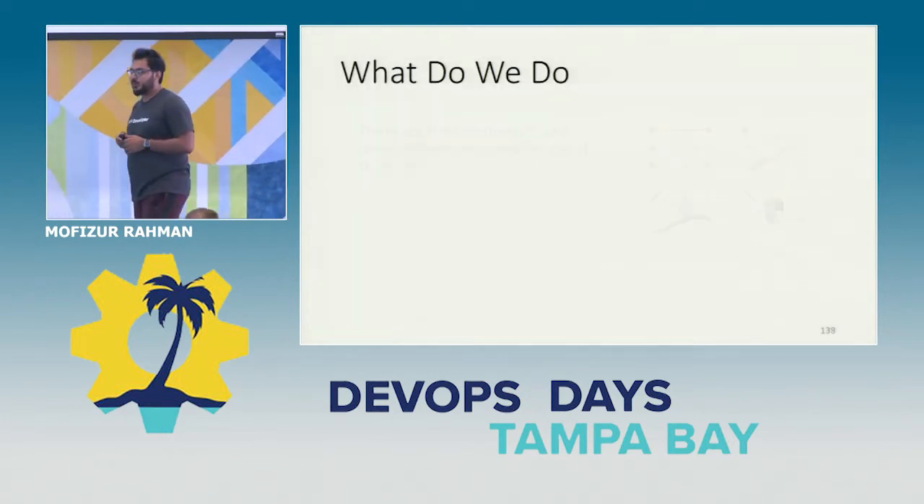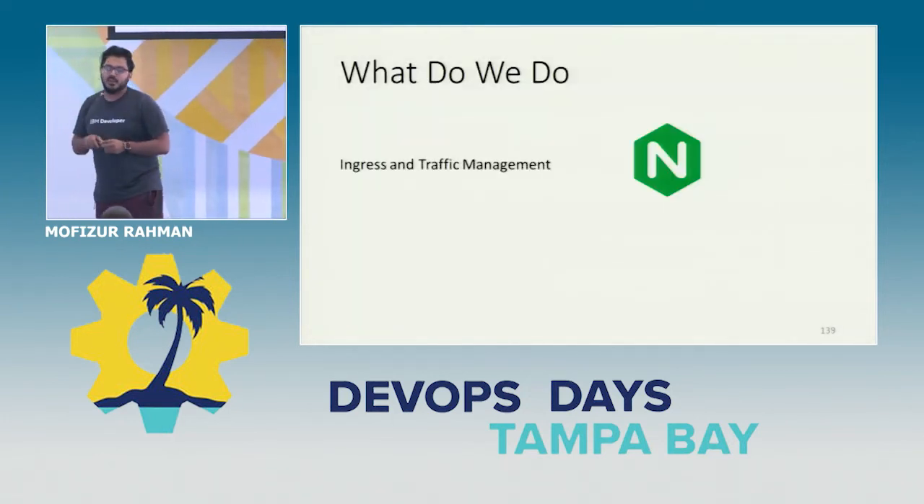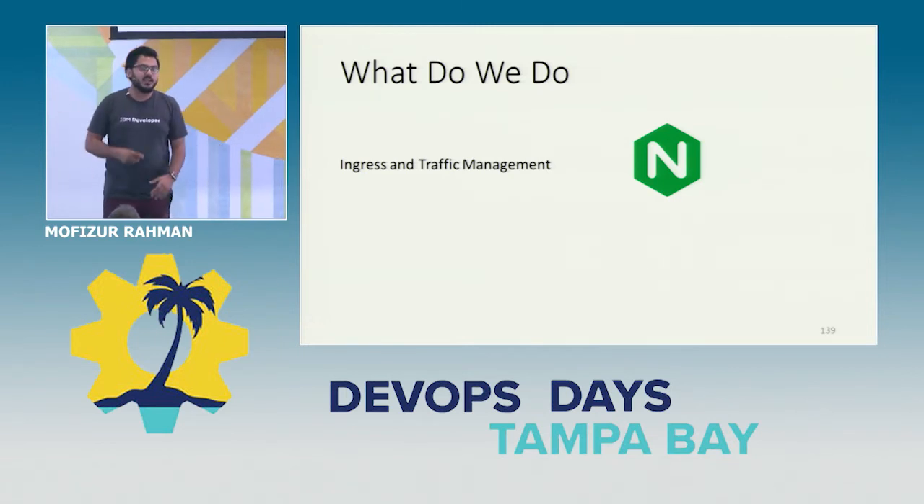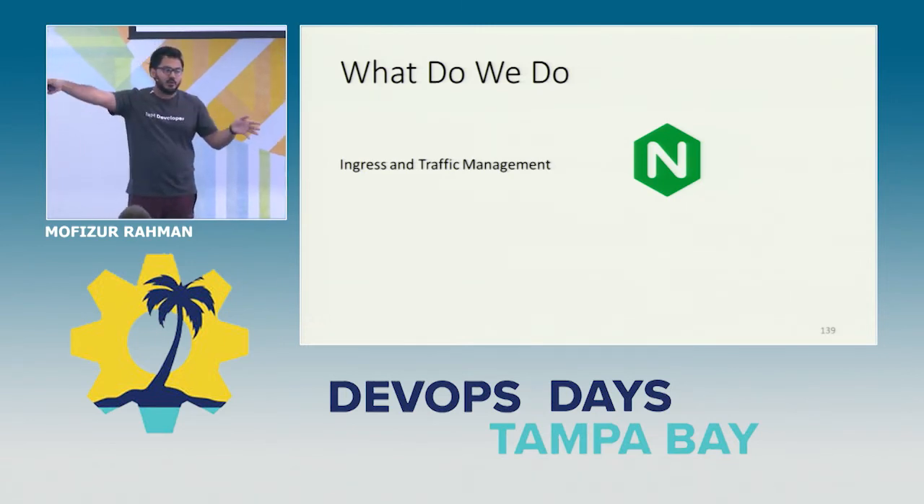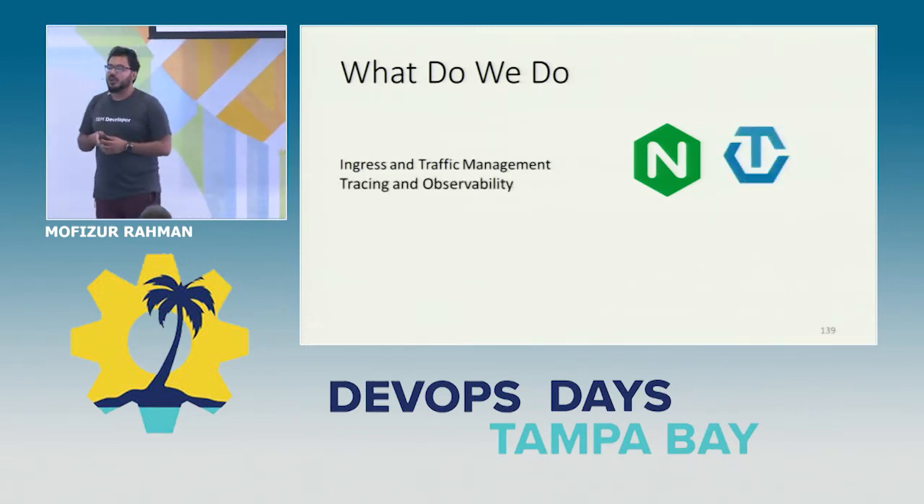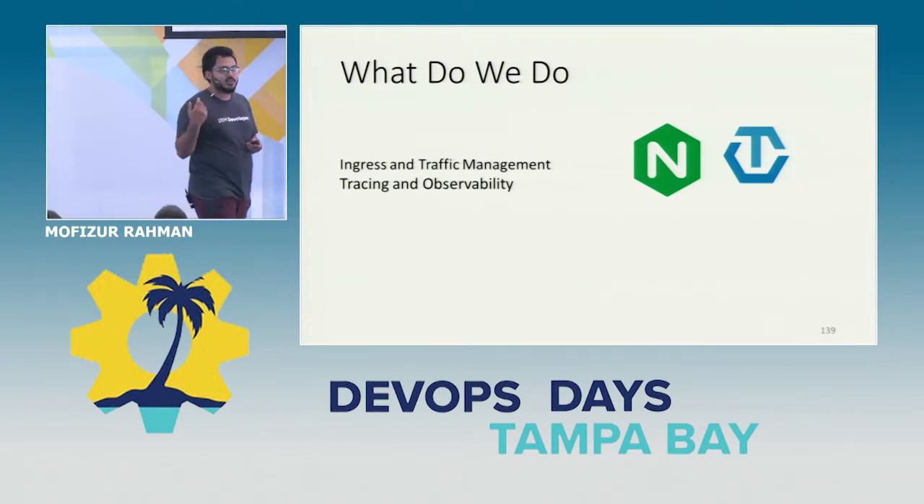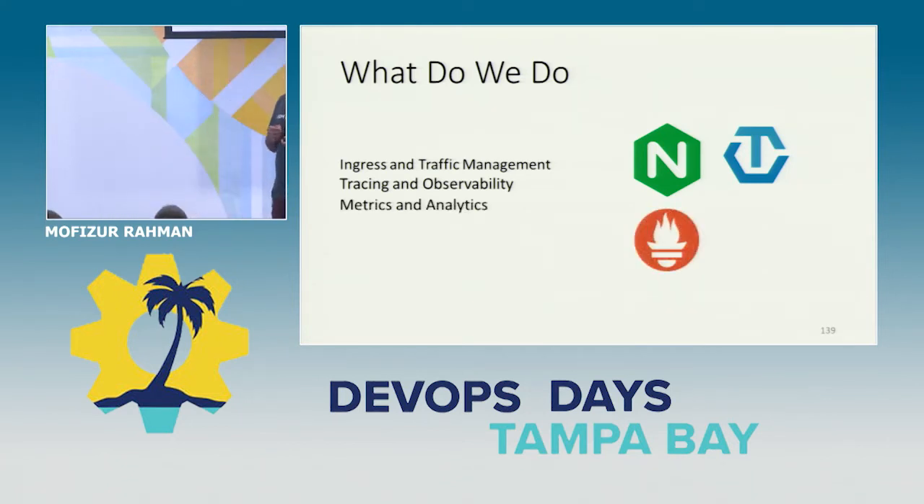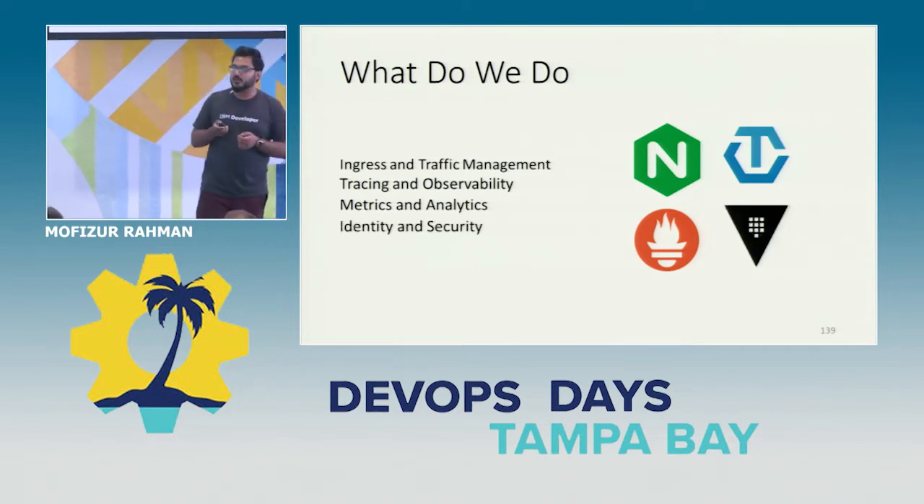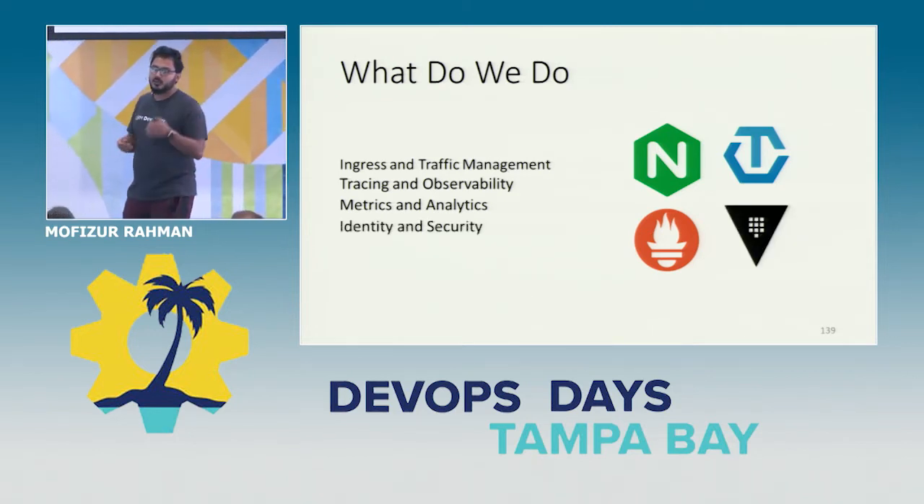For example, if you wanted to get something like traffic management, you can do something like Nginx. You can have all your configuration to manage traffic going through your application. For tracing, you can use something like OpenTelemetry. For metrics, you can use something like Prometheus. For security and identity, you can use something like Vault.